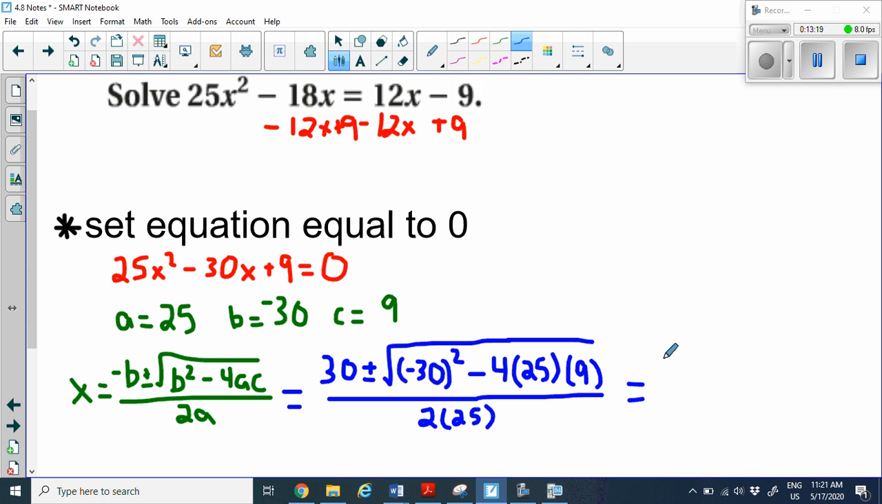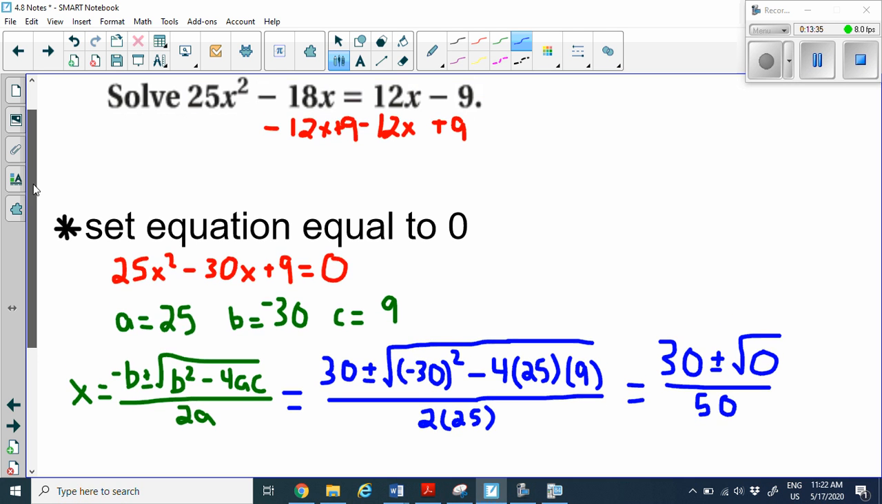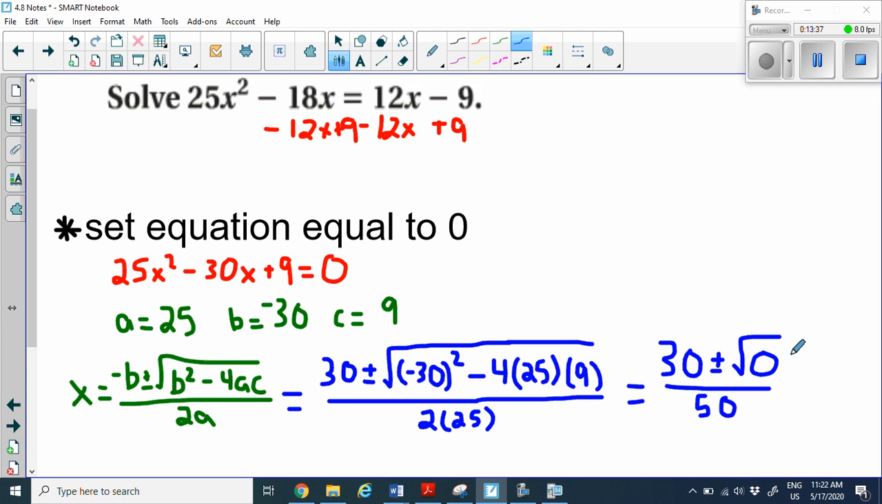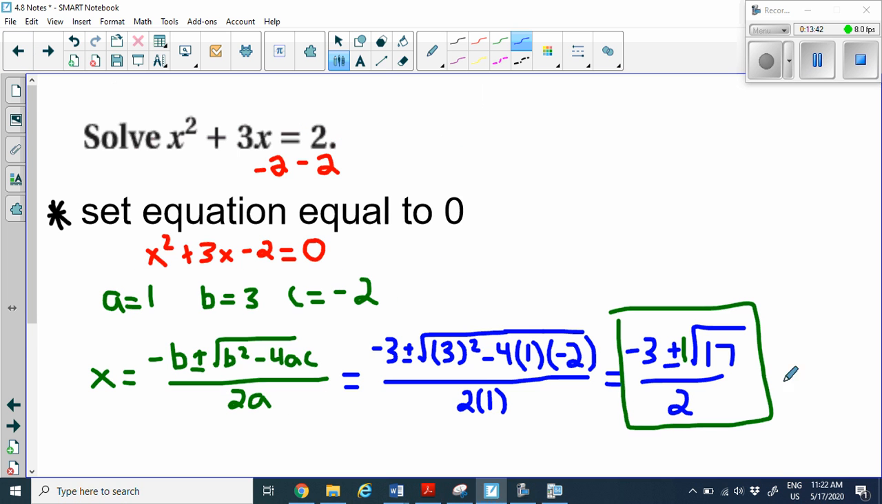So now we have 30 plus or minus the square root of 0 all over, now we do 2 times 25, and you can plug that into your calculator. That'll give us 50. Now we need to simplify if possible, okay? And I didn't do this on the last one, which I should have. If you notice, we had a 17 underneath the square root. Well, we know we can't simplify that because that is not a perfect square, and there's no perfect square other than one that goes into it. So that's why we did not simplify the square root of 17.